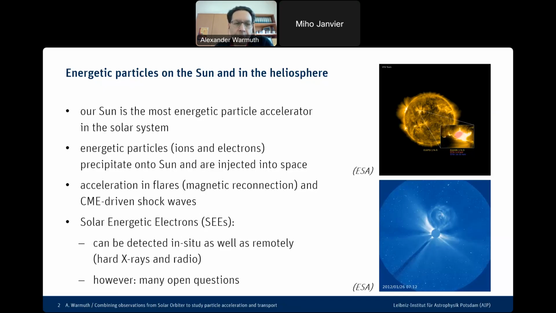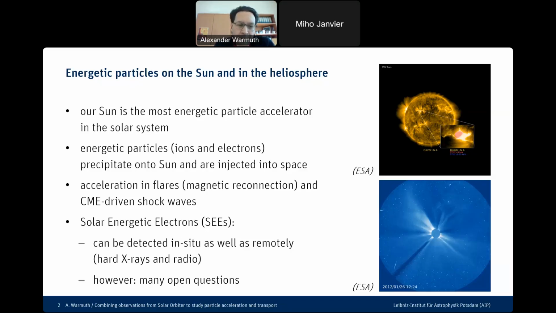In this talk, I want to focus on one specific aspect, and these are the so-called solar energetic electrons. Why are we focusing on electrons? Well, electrons have the advantage that we have much better constraints on them from the remote sensing side on the sun, because they are readily detectable in hard X-rays and in radio. For ions, we can only do that with gamma rays, and these observations are quite limited.